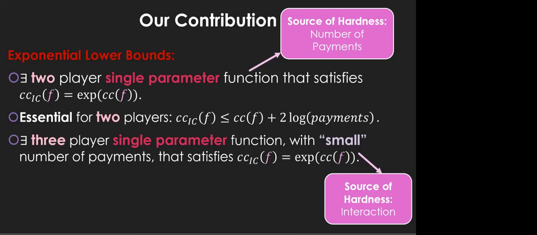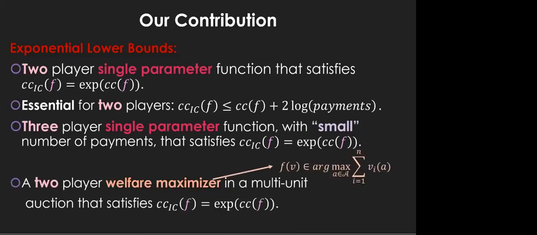And we admit that our functions are a bit contrived, and we wonder whether payment computation might have exponential overhead also in a more natural setting. And we answered this question by providing a welfare maximizer in a multi-unit auction for 2 players where payment computation has an exponential overhead. And we remind that, as shown by Fadel and Segal, the overhead of payment computation is at most exponential. So those 3 lower bounds are tight.